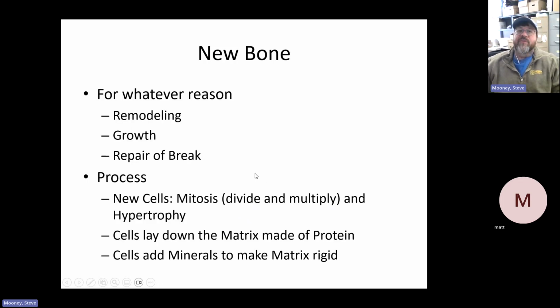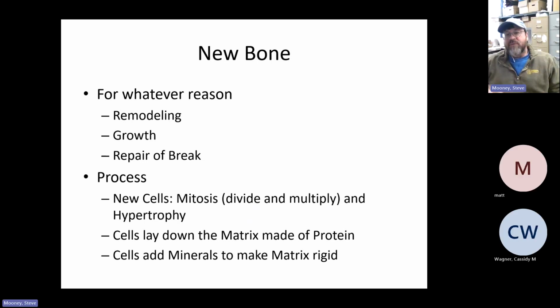So new bone, for whatever the reason, whether we're remodeling to get rid of areas that we're not using, to build up other areas that need some help, whether we're growing or whether we're repairing a break, the 30,000-foot overview is that the process is the same. We've got new cells. They form by splitting those osteoprogenitors into multiple cells, so mitosis. We divide and multiply, and then we get bigger. We hypertrophy.